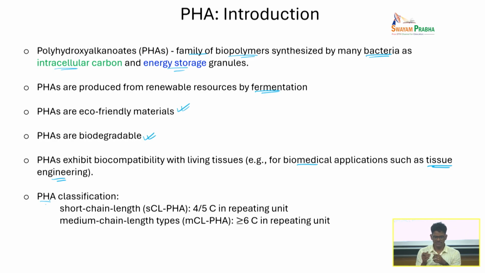Polyhydroxyalkanoate is a family name. We'll come to the chemistry later. In terms of classification, we have short chain length PHA and medium chain length PHA. It depends on how many carbons are there in the repeating unit. This doesn't mean the total polymer length; it just means how many carbons are in the monomeric unit. If the number of carbons is 4 or 5, we call them short chain PHA. And if the number of carbons in the repeating unit is more than 6, we call them medium chain length PHA.